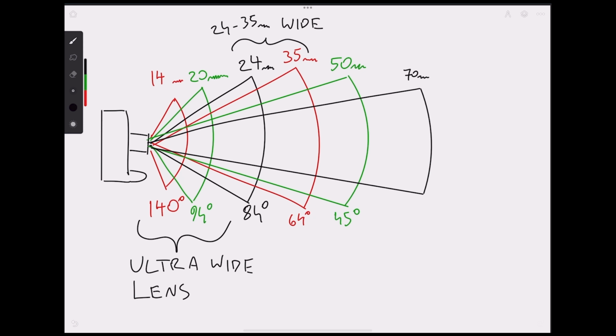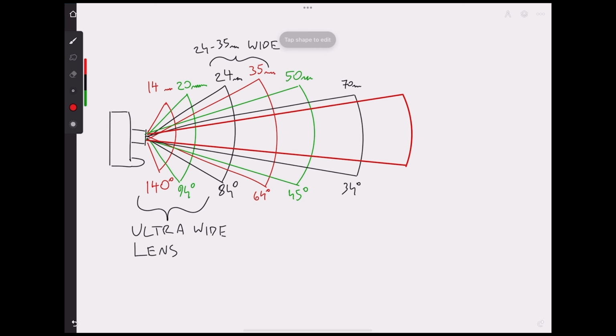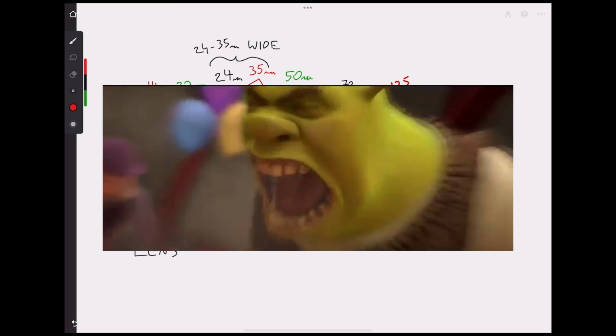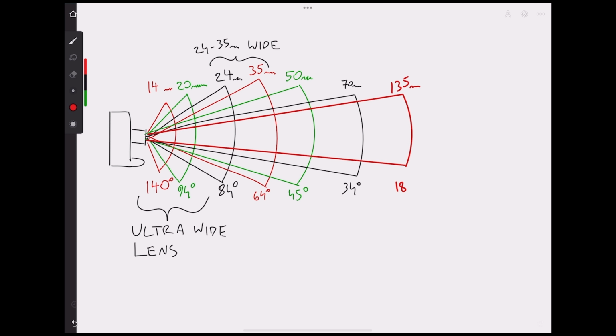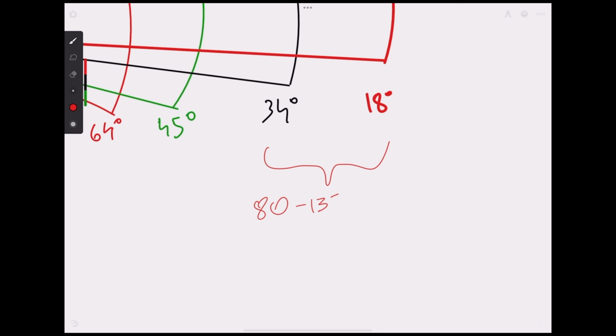So let's start zooming and let's go to 70 millimeters now. The 34 degrees. But you know what? Let's zoom even more than that at 135 millimeters. Why am I zooming so much? Shut up, don't ask so many questions. I'm gonna explain. That's like 18 degrees of an angle. Alright. And here at like 80 to 135 millimeters, we have something called short telephoto.